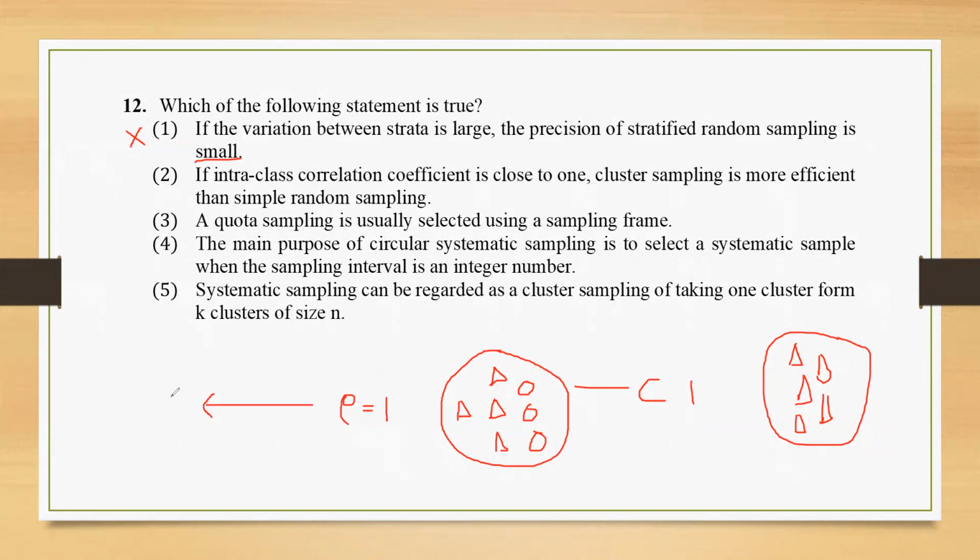If the intra-class correlation coefficient is close to 0, then cluster sampling is efficient. It is more efficient than SRS. So therefore, the second statement is also incorrect, right? Because when the intra-class correlation coefficient is close to 1, SRS is more efficient than cluster sampling.